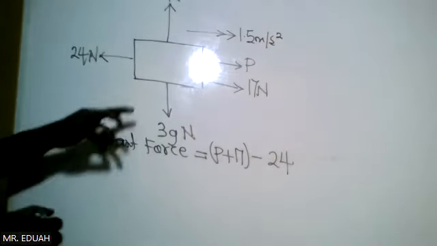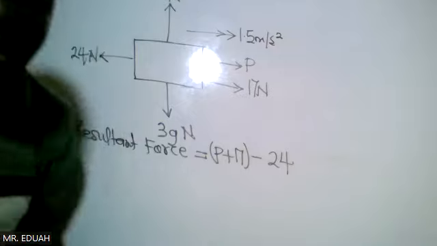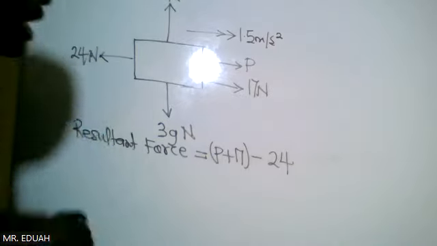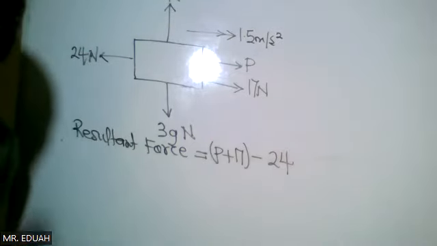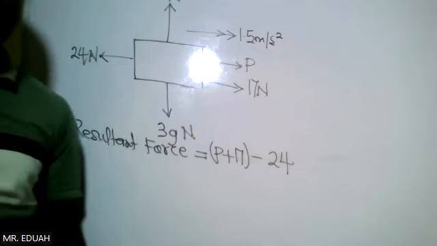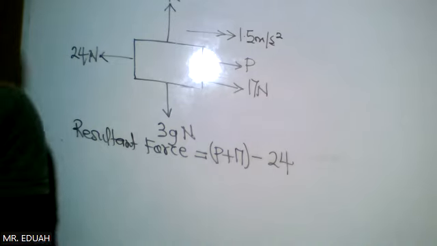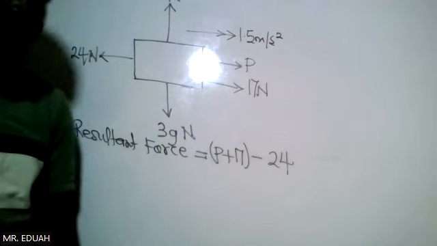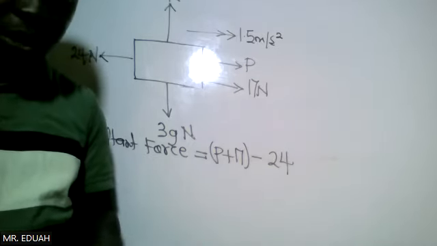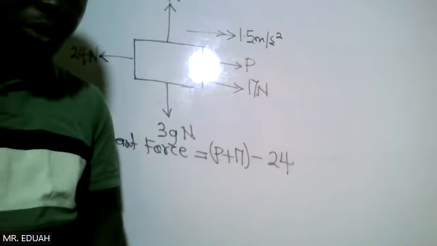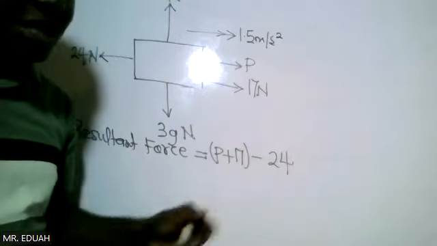Supposing you equate 17 plus P to 24, what are you implying? Yes, class. Supposing I equated this to 24, what's the meaning of such an equation? Yes, Inshura. The forces on both sides are equal, and so the resultant force is zero. And if the resultant force is zero, what do we expect for acceleration?